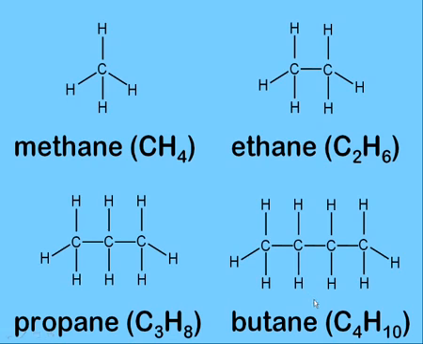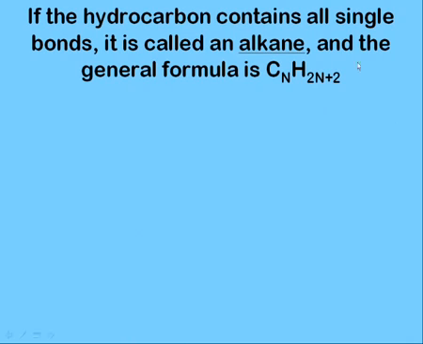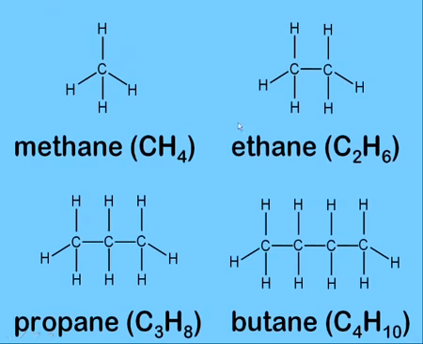What do these all have in common besides the fact that they are hydrocarbons? They have all single bonds, their name ends with ANE, and the formula for the number of carbons and hydrogens follows the following pattern: CnH2n+2. Now this hydrocarbon is called an alkane when it contains all single bonds. So we talked about methane, ethane, propane, and butane.